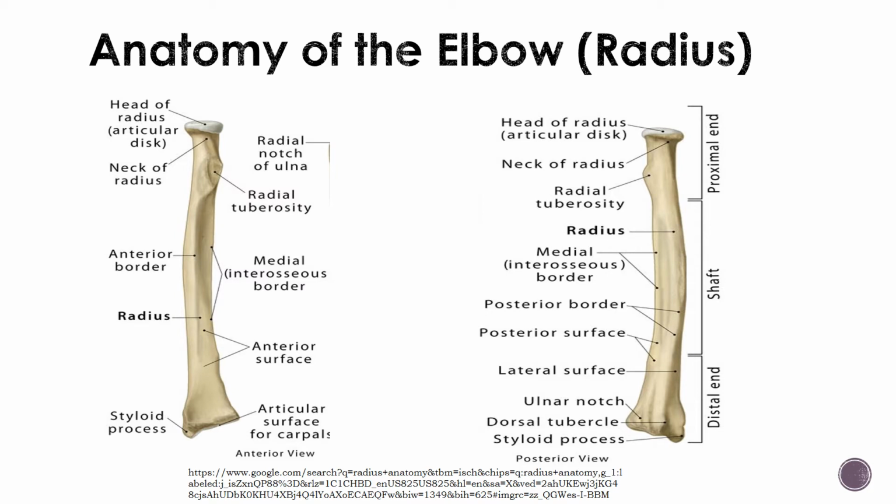These are the important structures of the radius. The articulation between the radius and the ulna is where pronation and supination occurs. And the articulation between the radius and the humerus is where flexion and extension occurs as well.